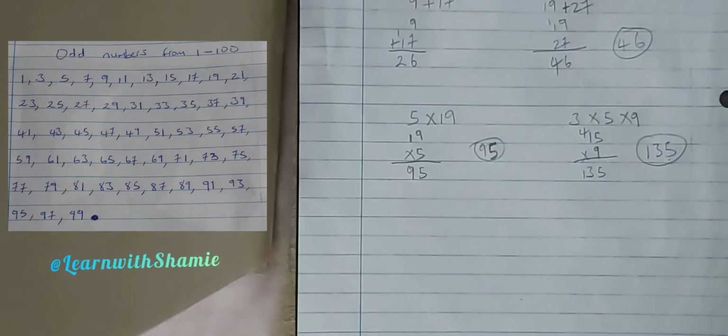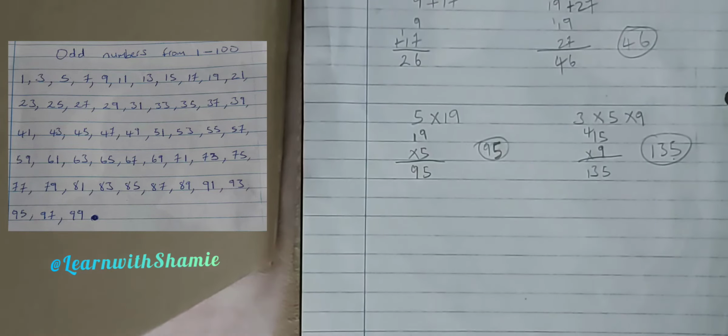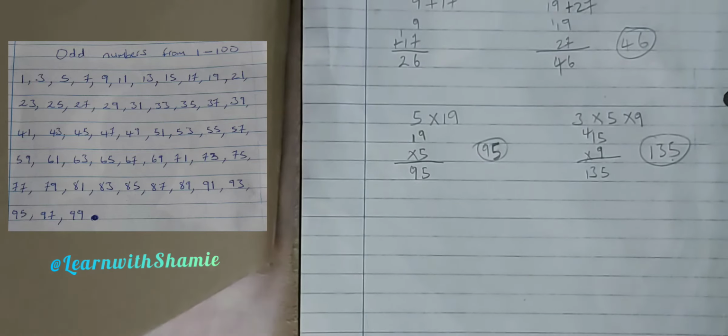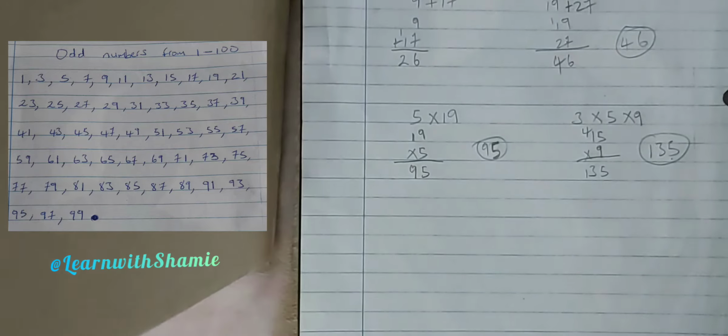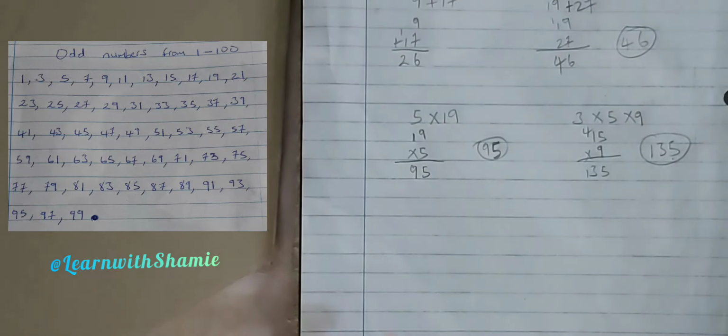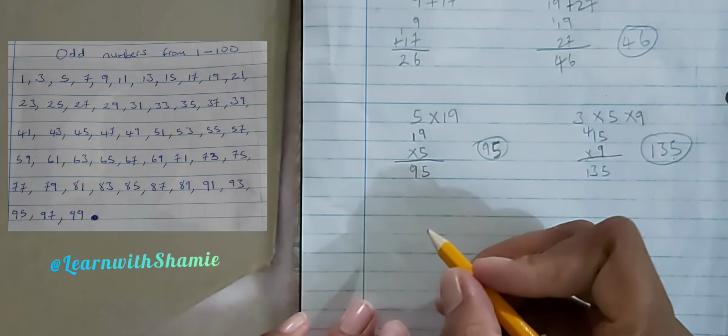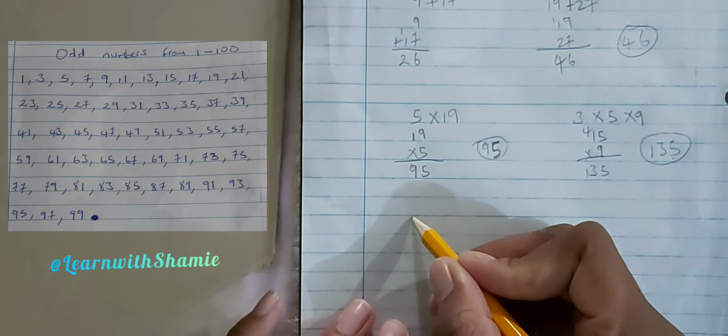Moving right along. What else is there to learn about odd numbers? Oh, yes. The sum of an even set of odd numbers is even. So let me show you exactly what I'm talking about.